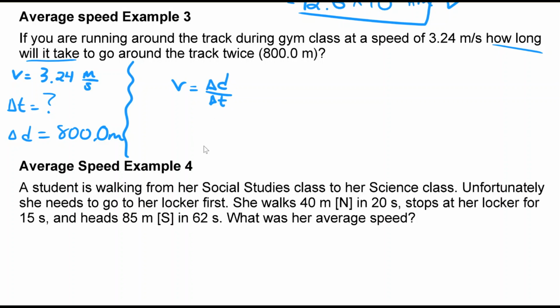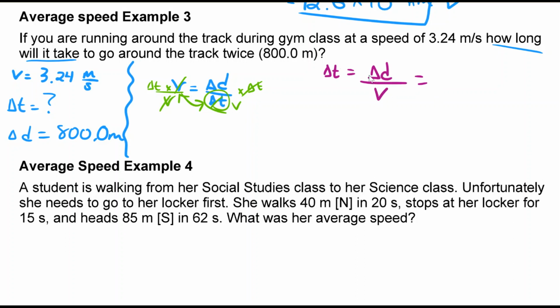Now, if I want delta T, this is the shortcut that we were talking about earlier: all I have to do is swap V and delta T. Because what I'm going to do is multiply by delta T on both sides, and then divide by V on both sides. So the V and the T swap places, essentially. So here's our new formula. Delta T is delta D over V.